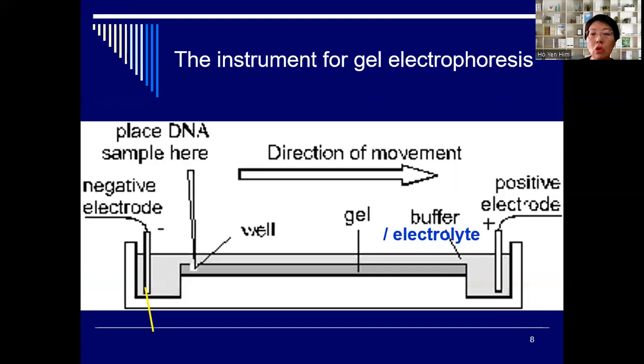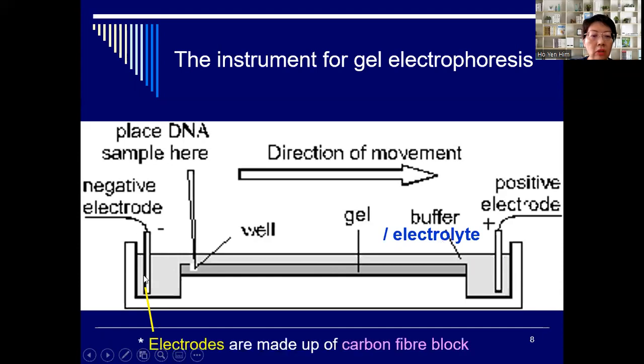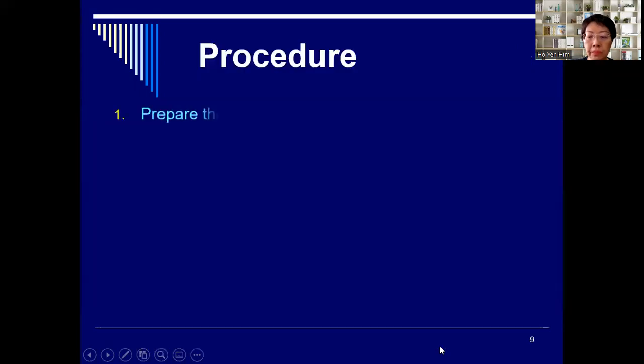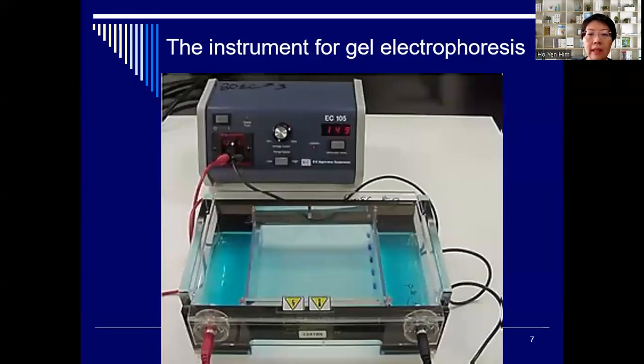This is another diagram to show the side view of the apparatus. Right in the center is the gel. The well is here where you pipette the DNA, and then we have electrodes on the left and right side, the negative electrode and positive electrode. The entire gel is immersed in the solution called buffer solution or electrolyte. This electrode is actually made up of carbon fiber blocks, an entire block here.